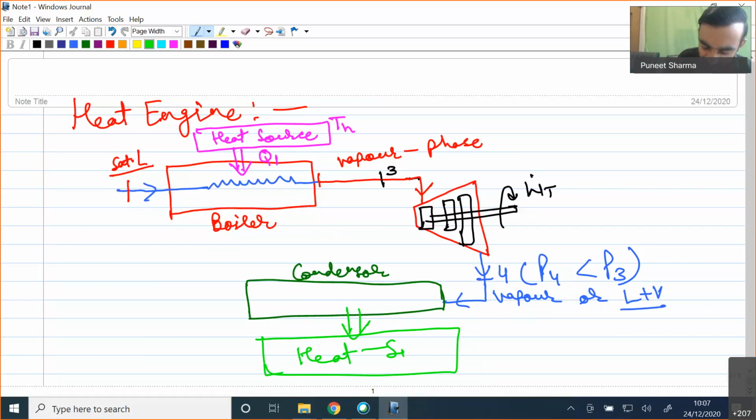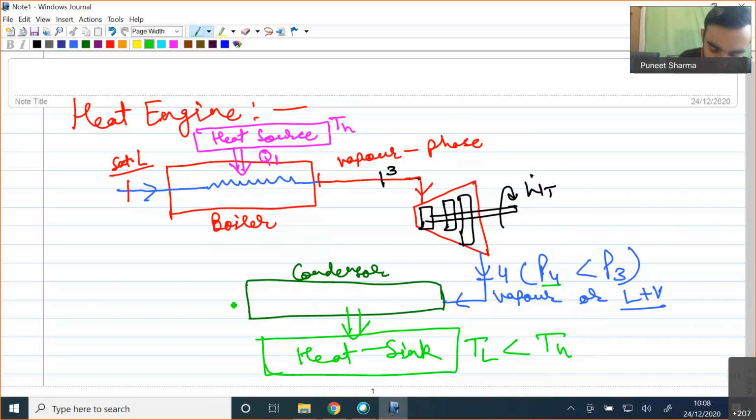So we will be having some heat sink at temperature TL, which is less than TH, and it will exchange heat with that heat sink. Now if you see, the turbine inlet and boiler are at the same pressure line, because in between these two we don't have any device where the pressure changes. Similarly, the exit of the turbine and the condenser are at the same pressure line, and we already know that pressure P4 is less in comparison to P3.